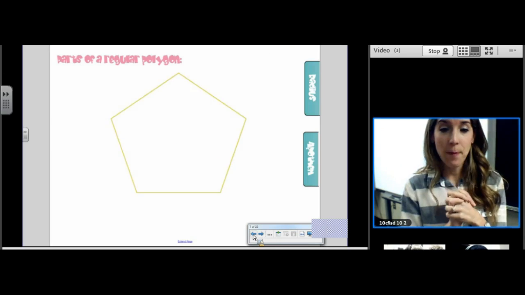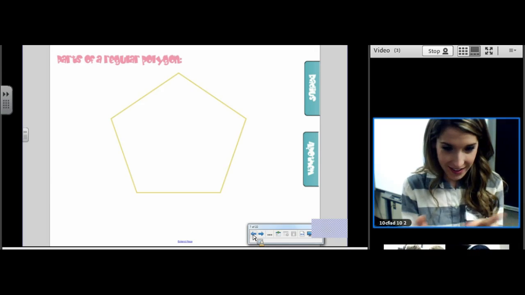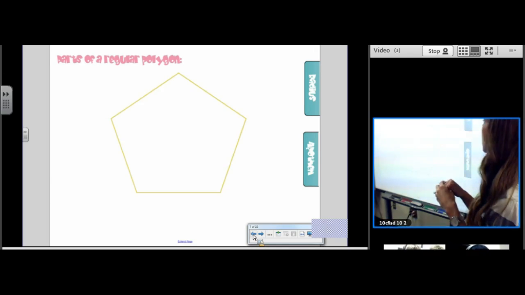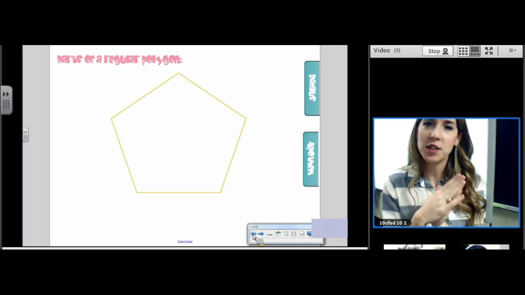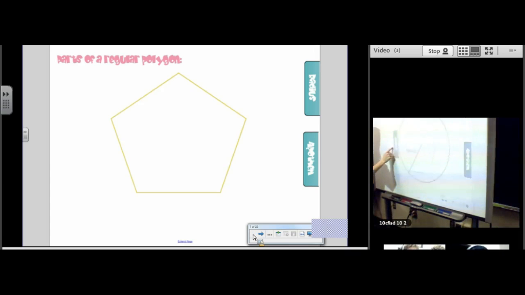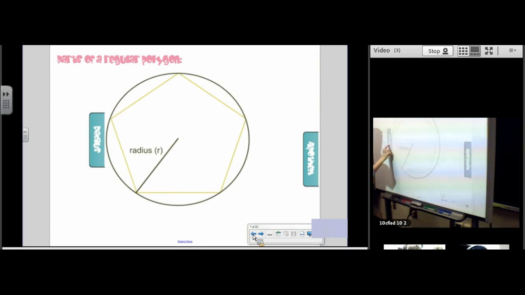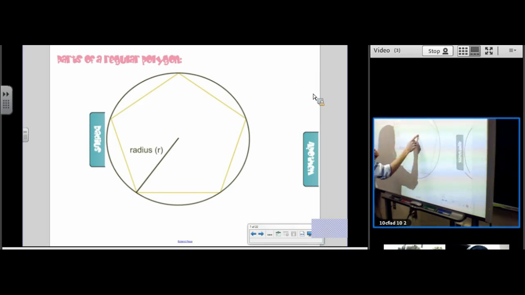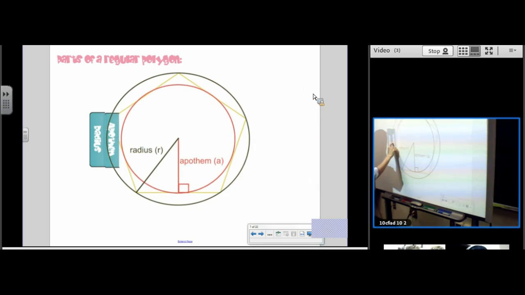So I'm going to take a regular, what is this? Pentagon. I'm going to take this regular pentagon, and I'm going to draw a circle inscribed, and I'm going to draw a circle circumscribed. I'm going to show you what happens. So here's a circumscribed circle. And here is an inscribed circle. There we go.